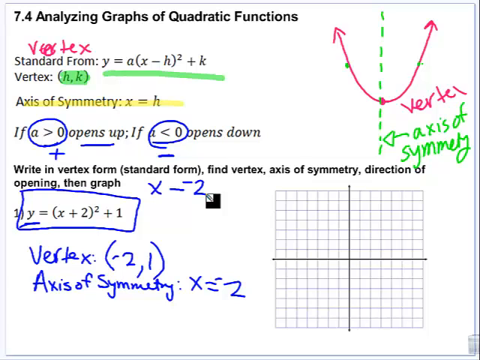Direction of opening. That's based off of our a, which is our number in front of our parentheses. So what number is in front of our parentheses here? 1 is. So is that positive or negative? It's positive, so that means we open up.